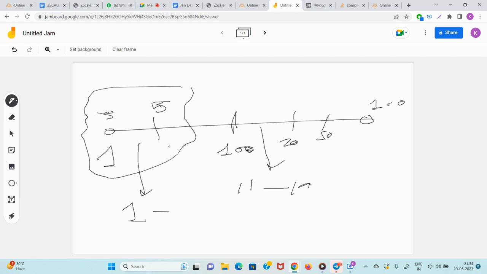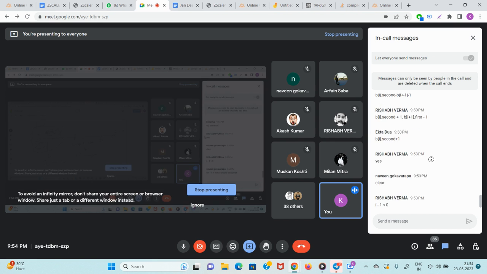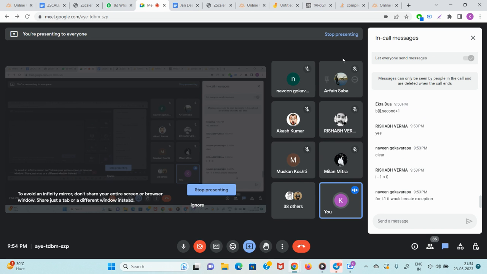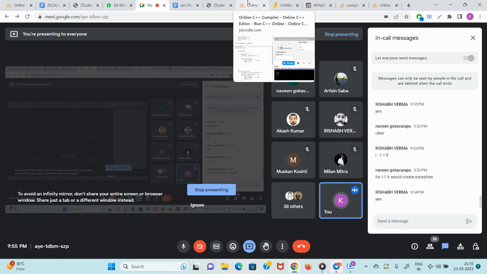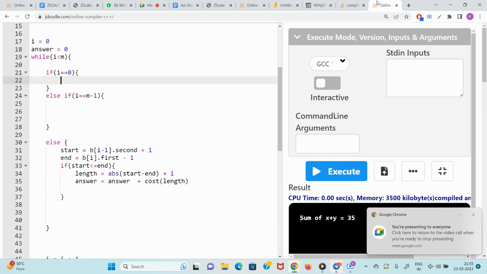So for the first case, there is no range before this range, right? So you need to initialize the start as 1 and end as the first element minus 1. Then you need to check if the start is less than equal to end or not, because it can happen that sometimes the range is starting from 1. So that you don't have to consider. Guys, clear? Is it clear what I'm trying to say? Someone write yes, guys. Be quick. Now, where is the code?